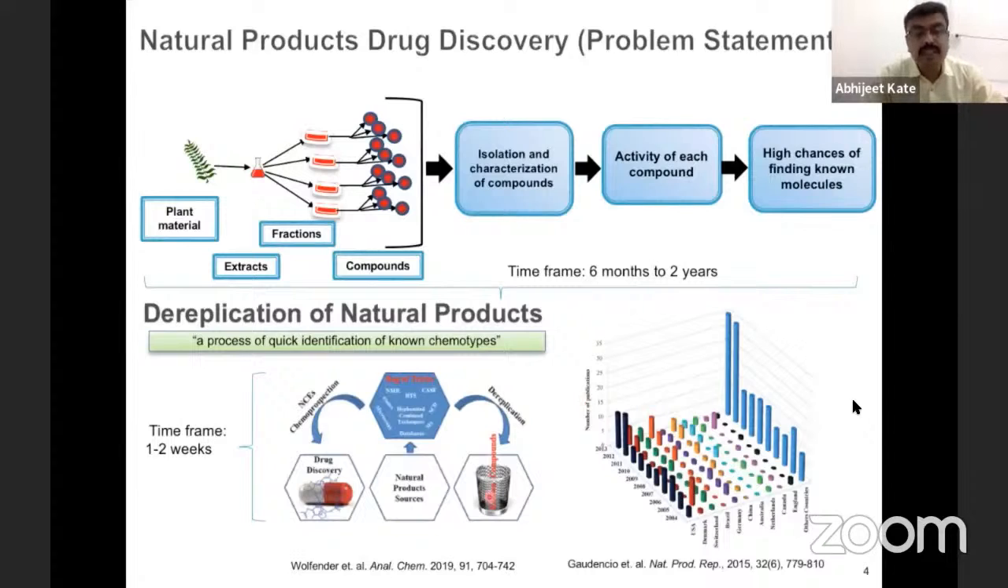So, if you see this diagram carefully, what we have is the natural product source. Suppose you have collected 100 plants from different areas of India, and now you want to see which plant extract should be worked on first. You need to prioritize it. You cannot work on 100 at a time. Now how will you select? How will you decide? That is where these things play a role.